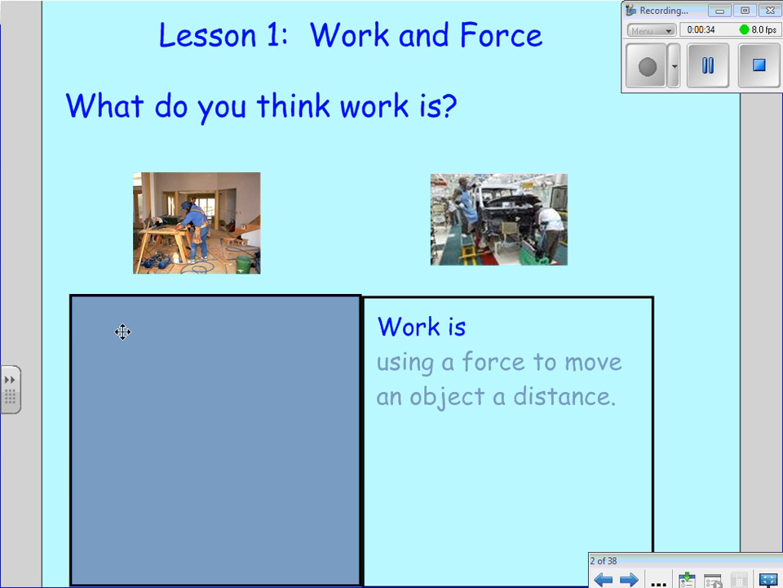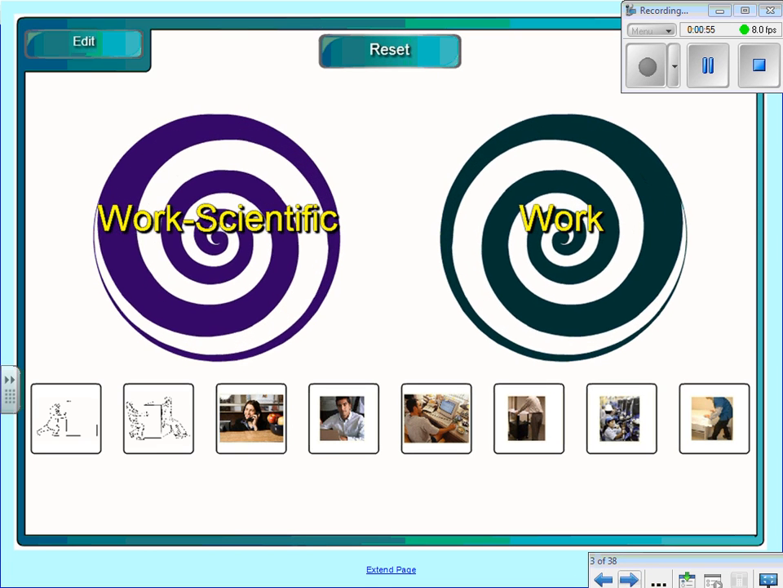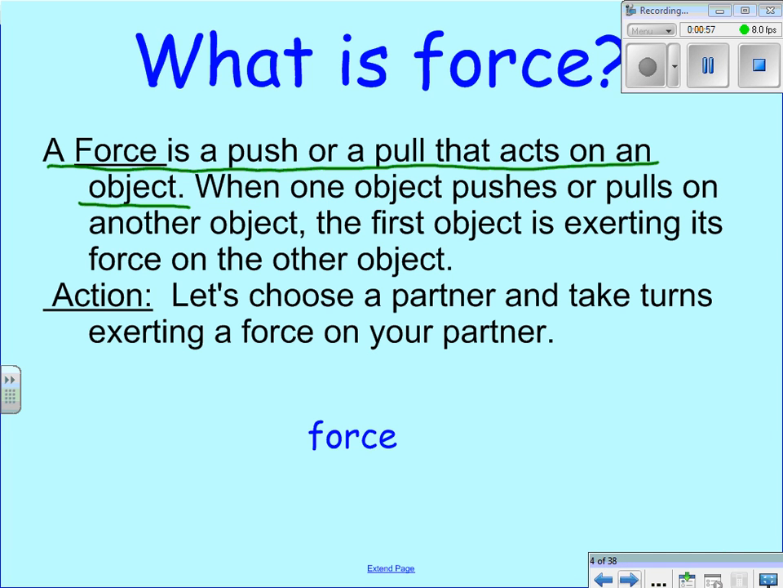If Miss Call stands up in front of the class and just simply teaches, talks, tells you information, scientifically she is not working. You need to use a force to move an object a distance to have it be considered work. All right, let's move on to what is a force?